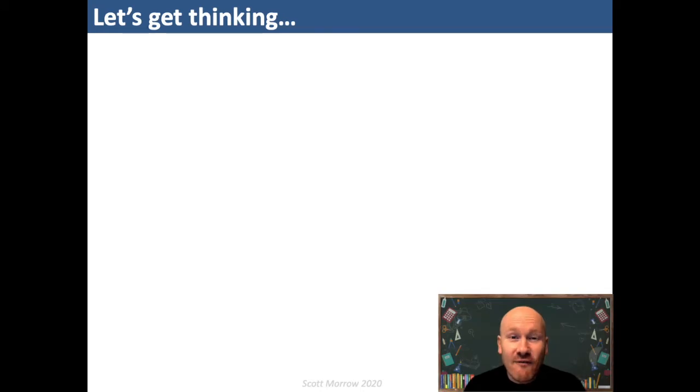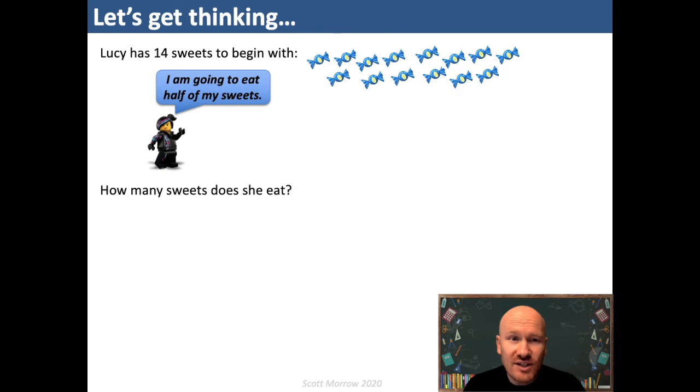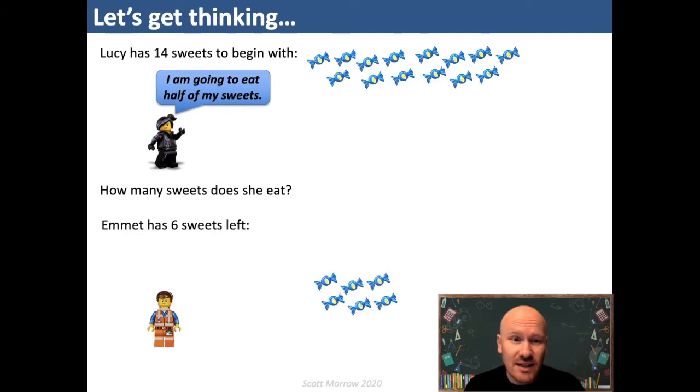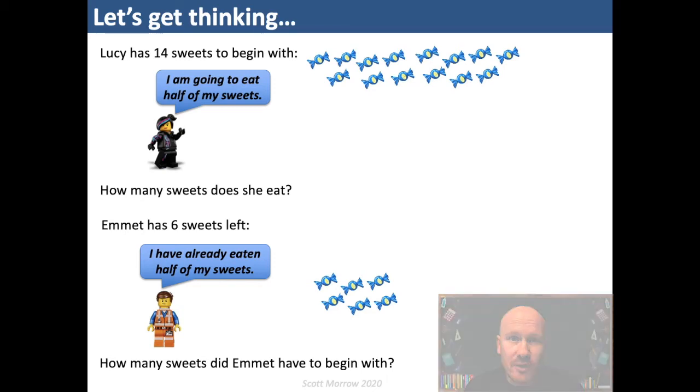Next, I'd like you to consider the following two problems. Lucy has 14 sweets to begin with. There you can see them there. And she's saying, I am going to eat half of my sweets. And we want to know, how many sweets does she eat? And next we've got Emmit. And Emmit has 6 sweets left. Now he's saying, I have already eaten half of my sweets. So those 6 sweets are just what he's got remaining. And we want to know, how many sweets did Emmit have to begin with? So pause the video for a few minutes, use whatever resources you've got available to you, and see if you can solve each of those problems with a partner.